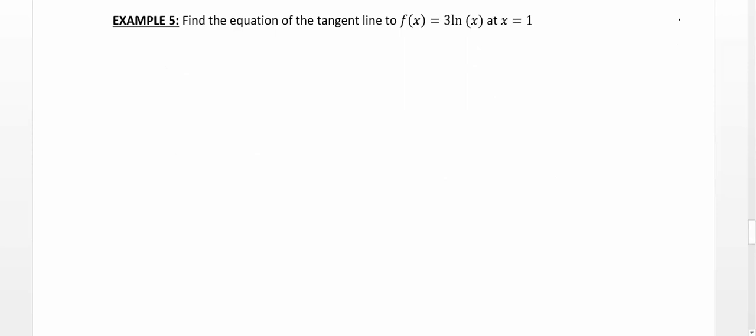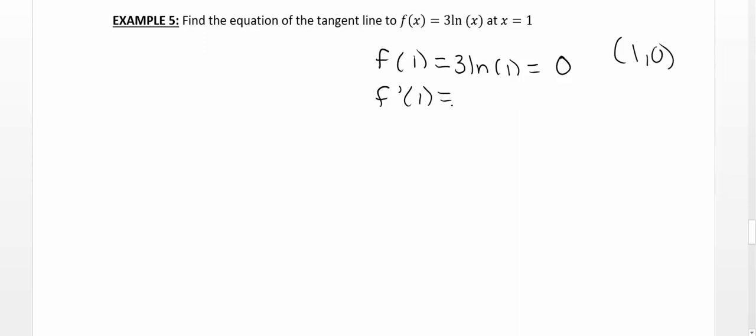Example 5. Find the equation of the tangent line to f of x equals 3 natural log of x at x equals 1. So again, to get the equation of the line, we're going to need the functional value at 1, and we're going to need the derivative at 1. So the functional value at 1 means we're going to plug 1 into the original function to get the y value. The natural log of 1 is 0, and 0 times 3 is 0. So that means the point where our tangent line touches is going to be at the point 1, 0.